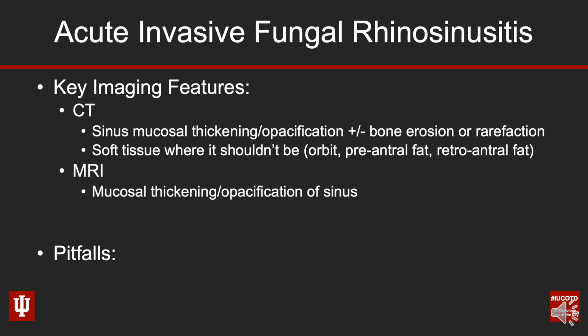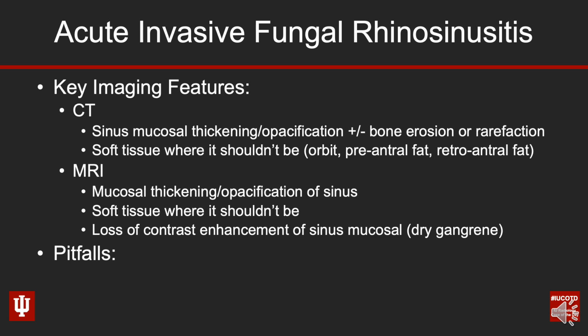On MRI, again, you may see that mucosal thickening or opacification of the sinus, a very nonspecific finding by itself. But things that get you really worried are when you see that soft tissue where it's not supposed to be, and also that loss of contrast enhancement of the sinus mucosa, that dry gangrene that's setting in.